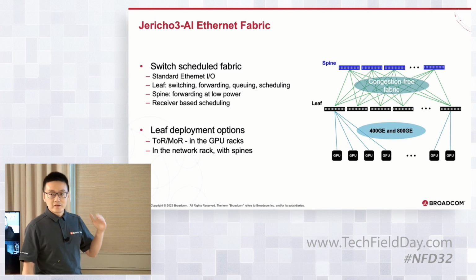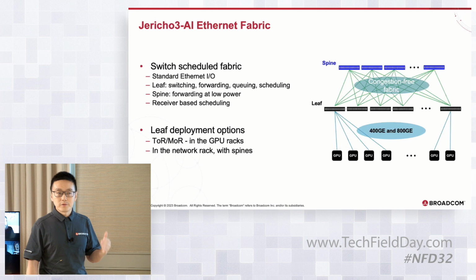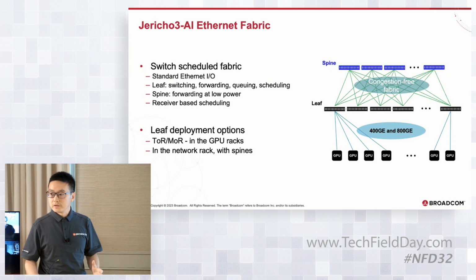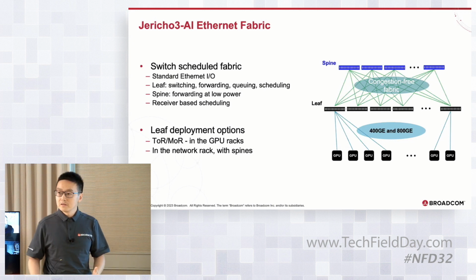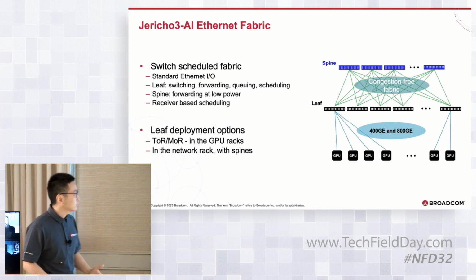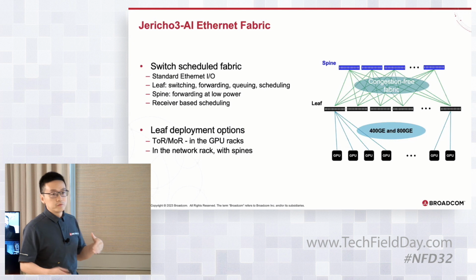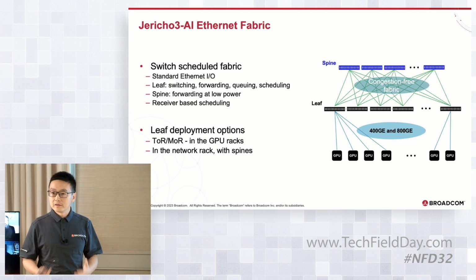In that way, we can guarantee that there's no congestion inside the fabric. The fabric between the leaf and spine is fully congestion-free. There's no flow collision, there's no congestion. And it gives you multiple types of flexibility on how to place it.